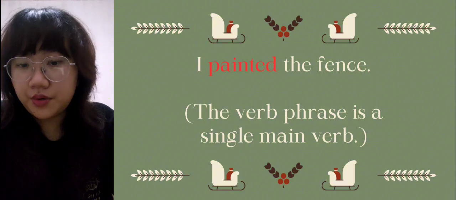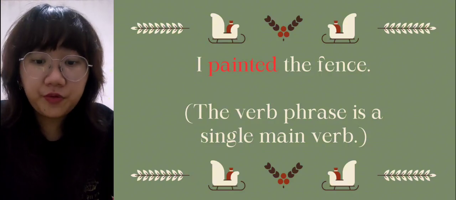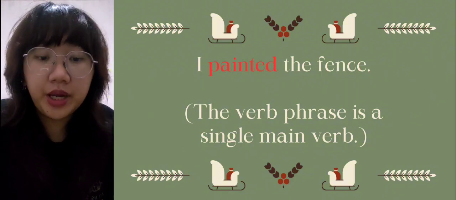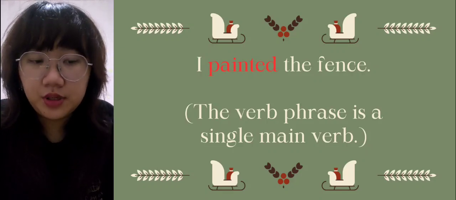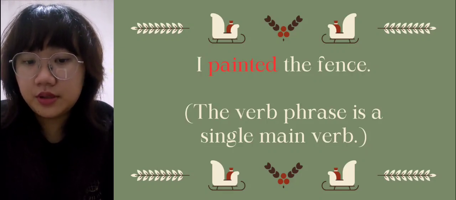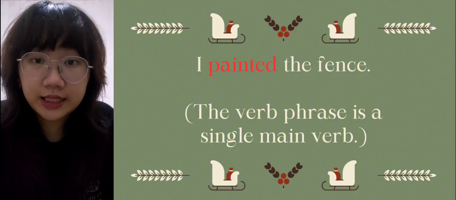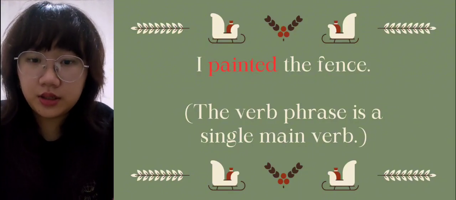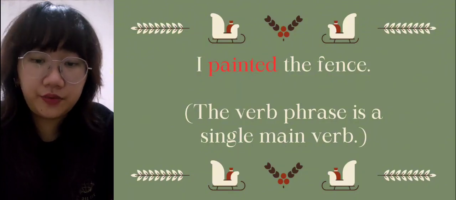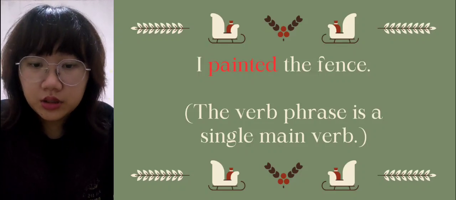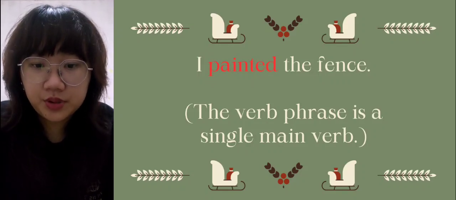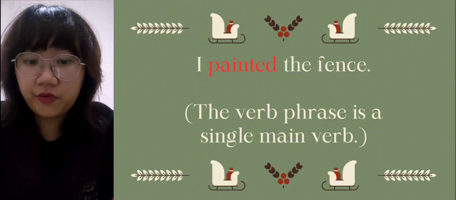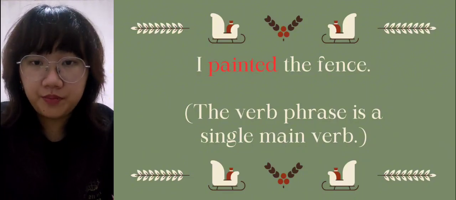Next one, the verb phrase. A verb phrase consists of a main verb and any auxiliary verbs. In these examples, the verb phrases are highlighted. The first one is I painted the fence. Now, you must be wondering, where is the auxiliary verb? Actually, here the verb phrase is a single main verb.